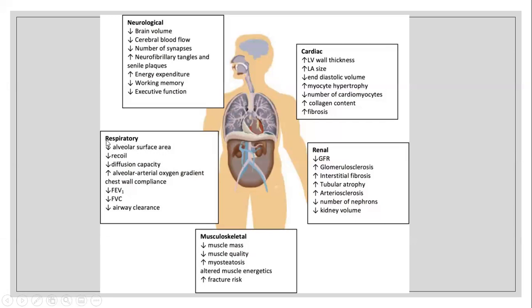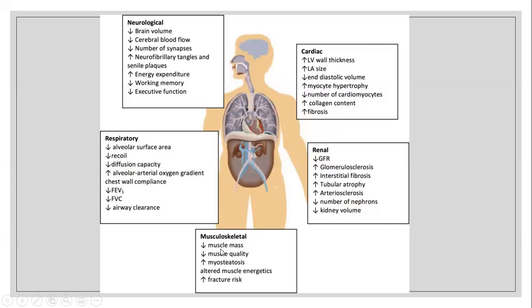In the respiratory system, the lungs show impaired gas exchange, decreased vital capacity, slowed expiratory flow rate, decreased alveolar surface area, decreased diffusion capacity, increased alveolar-arterial gradient, decreased vital capacity, and decreased airway clearance.